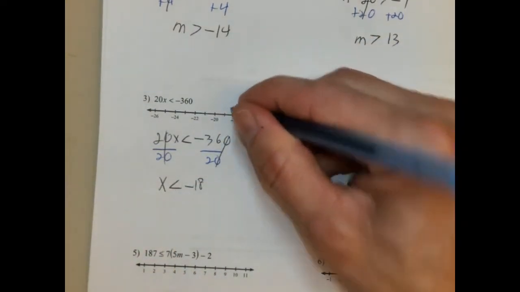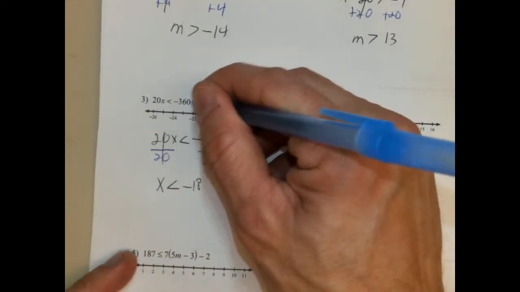So negative 18 is right here. It's an open circle because it's not inclusive. X is less than, so we're going to go to the left.